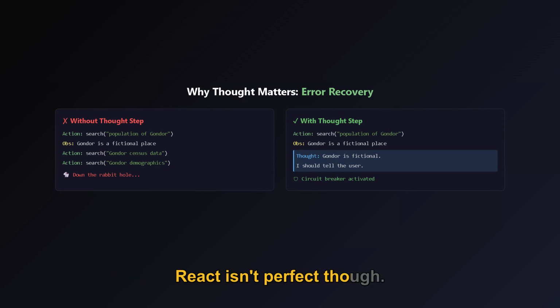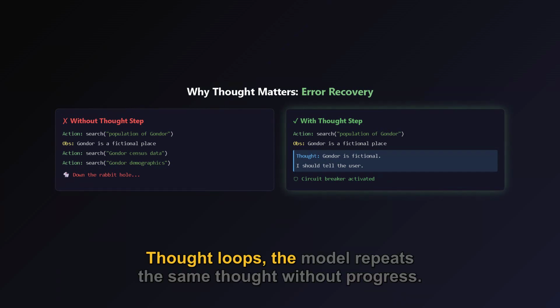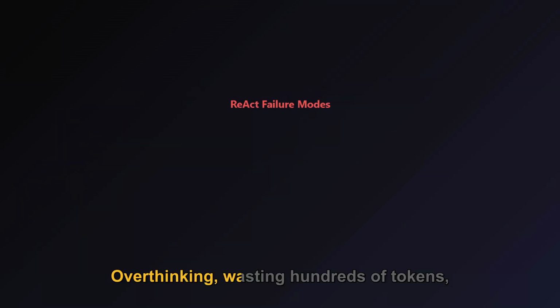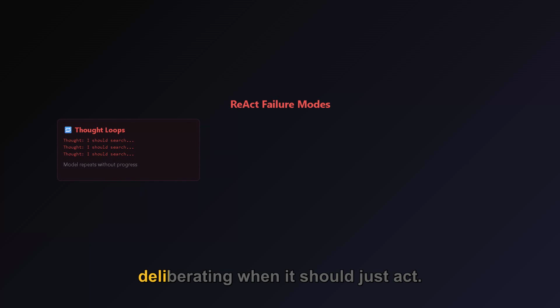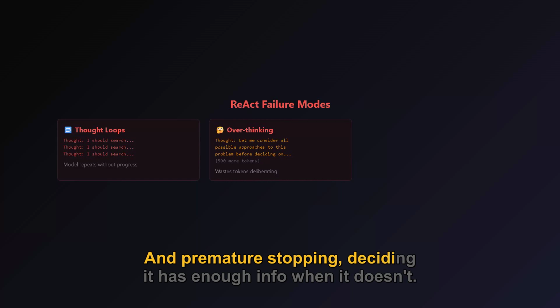ReAct isn't perfect, though. Watch out for 3 failure modes. Thought loops. The model repeats the same thought without progress. Overthinking, wasting hundreds of tokens deliberating when it should just act. And premature stopping, deciding it has enough info when it doesn't.